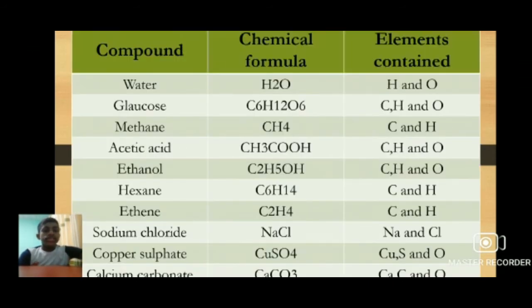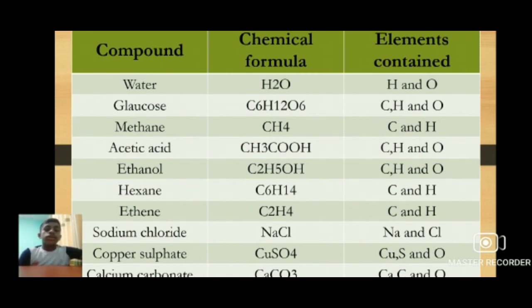Then ethanol, that is C2H5OH. The chemical formula is that, and the elements contained are C, H and O. Then hexane, the chemical formula of hexane is C6H14. The elements contained are C and H. Then ethene, that is C2H4. The elements contained are C and H, that is carbon and hydrogen. Then sodium chloride, the chemical formula is NaCl. The elements contained are Na and Cl, that is sodium and chlorine.